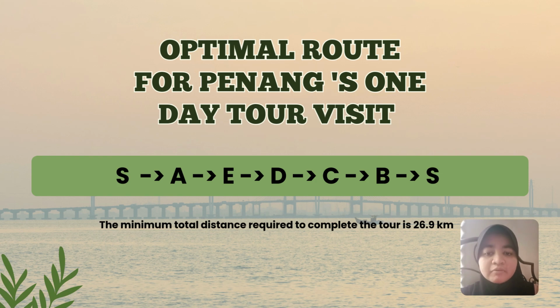The minimum total distance required to complete the tour is 26.9 kilometers after calculating all the distances from S to A to E to D to C to B to S. This result demonstrates that the application of the travelling salesman problem effectively minimized the total travel distance, making the proposed route suitable for an efficient and cost-effective one-day tour package in Penang.